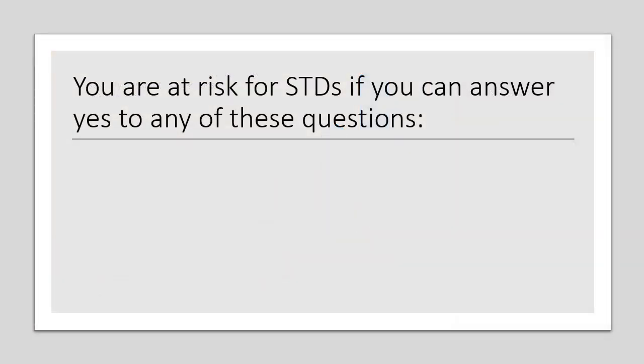Now, I'm done with the statistics lesson at this point. If you want to do more investigation on your own, if you're a public health kind of nerd, the CDC has open access since the data is paid for by your taxpayer dollars. You can access the data that CDC collects by visiting the CDC website. So you're at risk for STD infection if you can answer yes to any of the following questions.